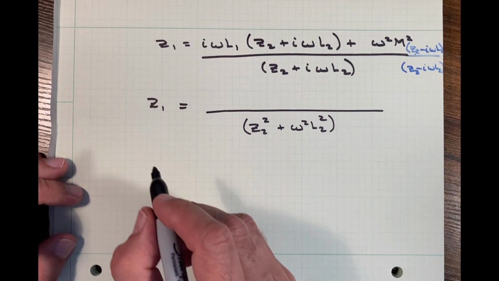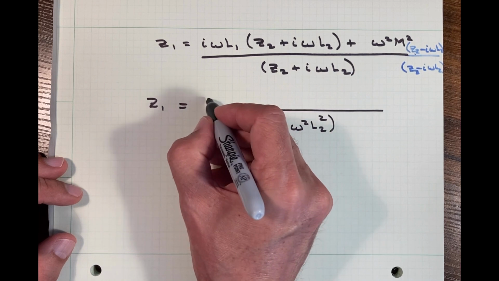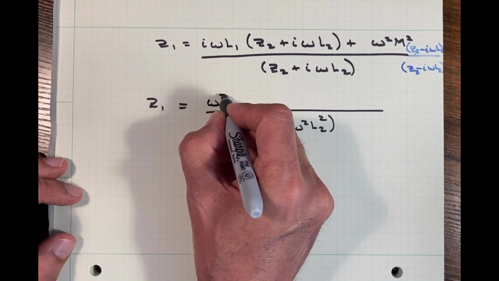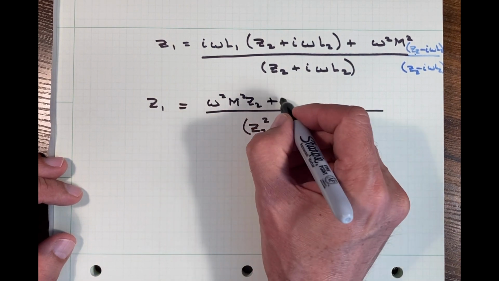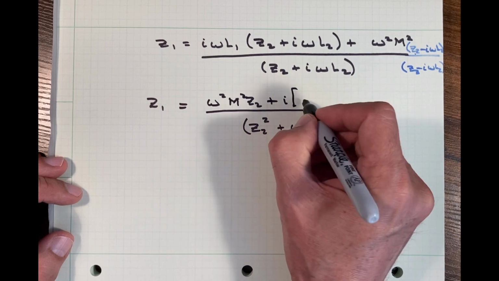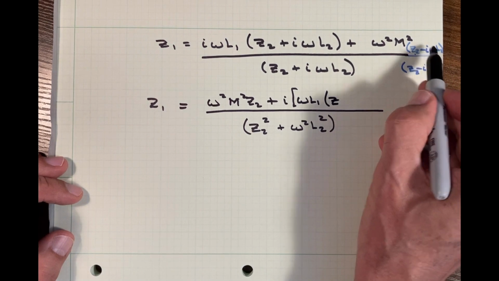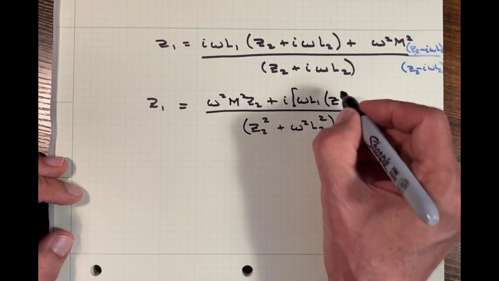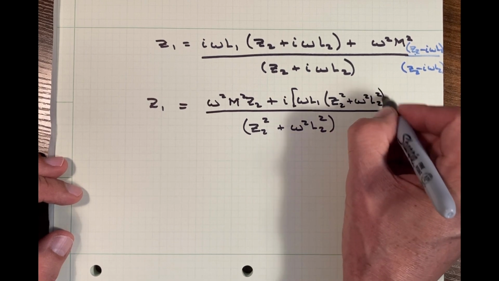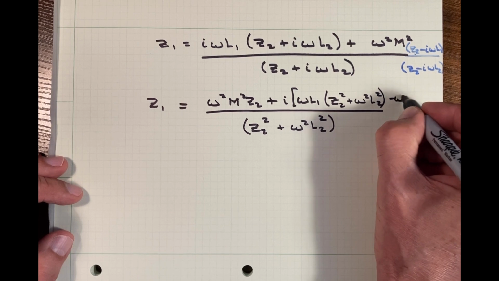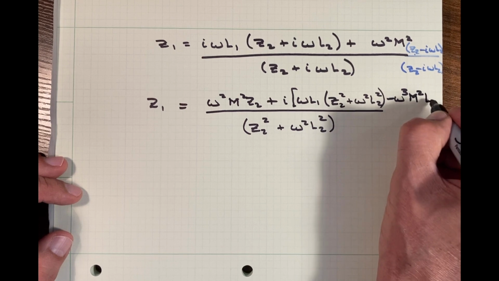And in the numerator, we have something interesting. We rearrange this term right here, and we come up with omega squared M squared Z2 plus i omega L1 times, since we're multiplying this term times this term, we get the same thing as the denominator, Z2 squared plus omega squared L2 squared, minus this weird term, omega cubed M squared L2.